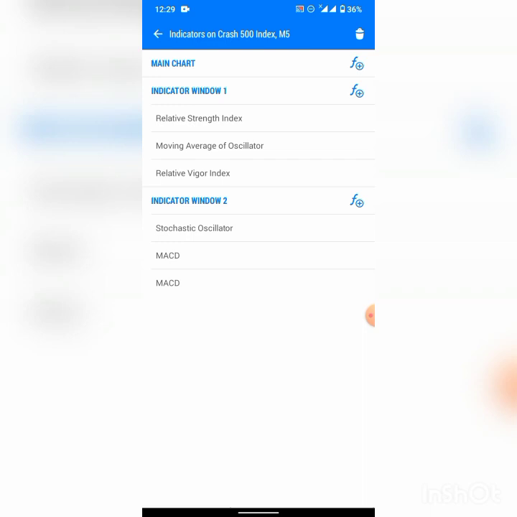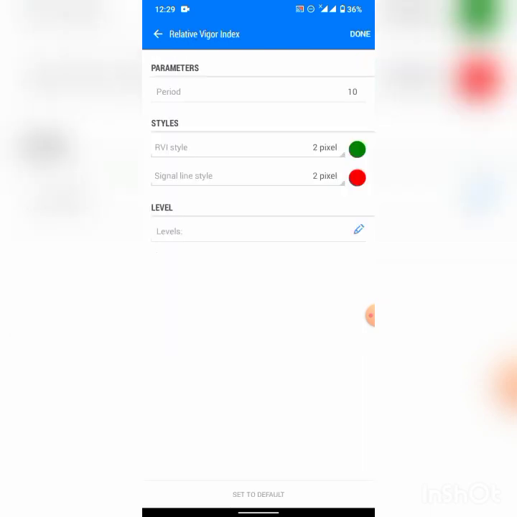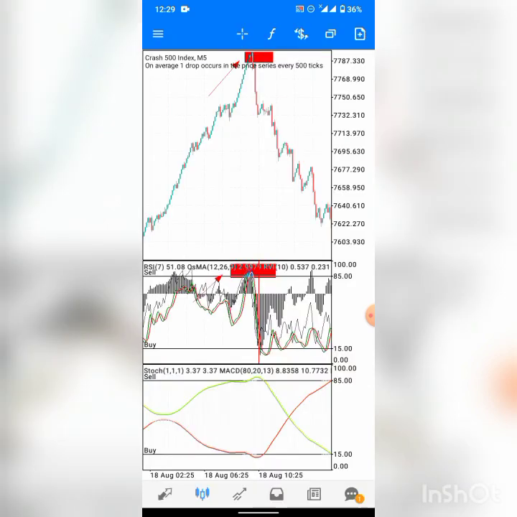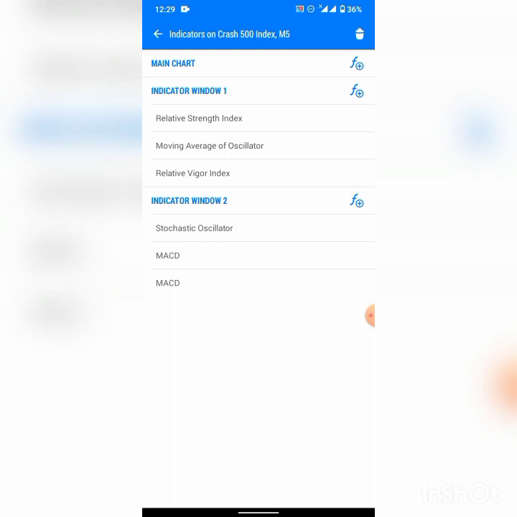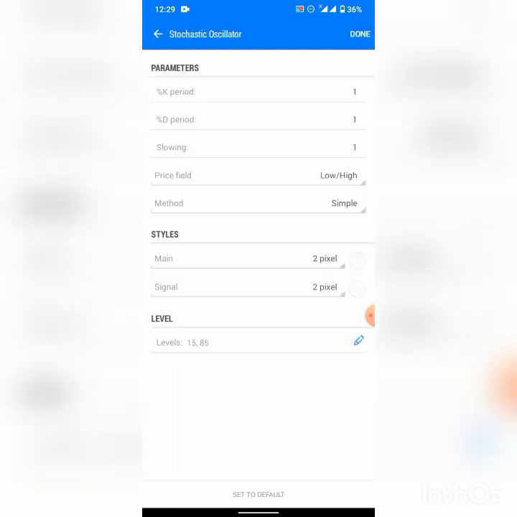You click done. Then we add our relative vigor index, RVI, period 10, styles 2, green and red. Then we click done, okay. So we are going to add our indicator window 2. Under our indicator window 2, we have the stochastic oscillator 111. Just set this as a neutral setting and set the color to your chart background, okay.